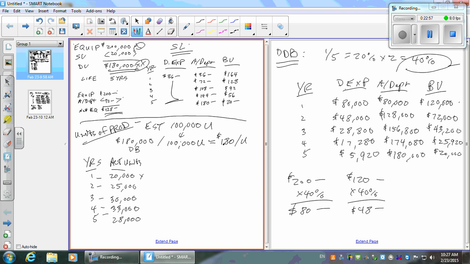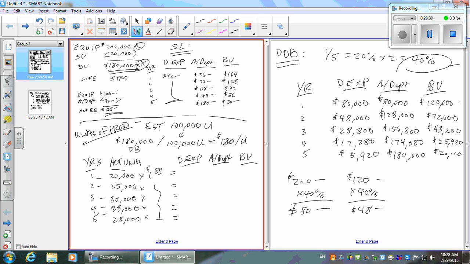What do you want to take each one of them times? Every single one. Okay, you got it. So every single one of these is going to be times 1.80. Everybody good? This is going to be the depreciation expense, isn't it? And then we'll debit depreciation expense and credit accumulated depreciation. And the difference between the original cost of 200 and accumulated depreciation will be the book value. Is everybody happy with that? It's easy, isn't it?